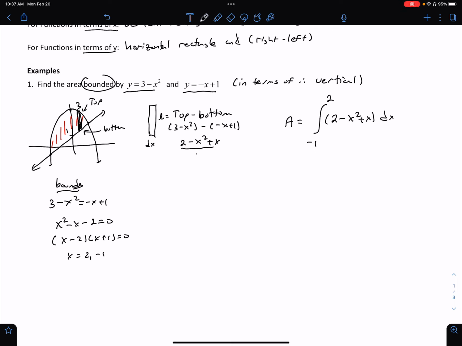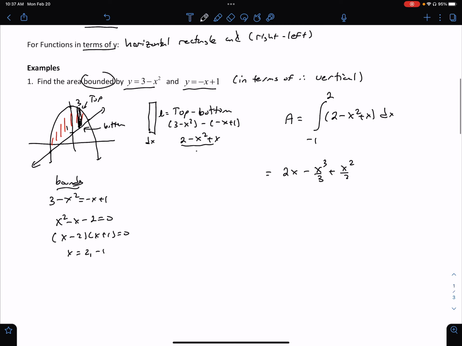This is going to give us our area. Well, let's go and get the exact area. Pretty easy to do. Just integrate this one. We get 2x minus x cubed over 3 plus x squared over 2. And we would evaluate that from negative 1 to 2. No fancy stuff. Just get an answer.